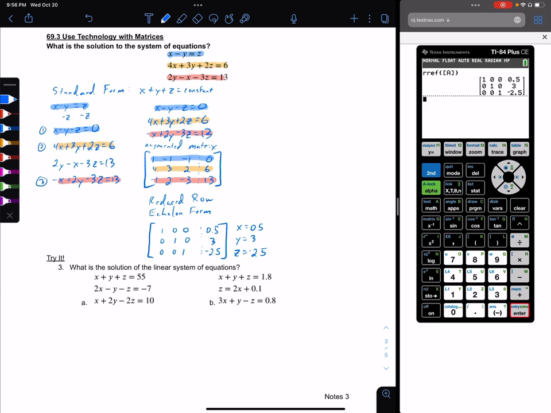The final thing you should do is write your final answer as a point, so (0.5, 3, -2.5), and then just box that in, and you're done. Sometimes the equations will already be in standard form. If they are, great. If they're not, put them in standard form, then write out your augmented matrix, type the augmented matrix into the calculator, use the reduced row echelon form function on the calculator, and then just interpret what that reduced row echelon form actually means, and you'll get your solution.